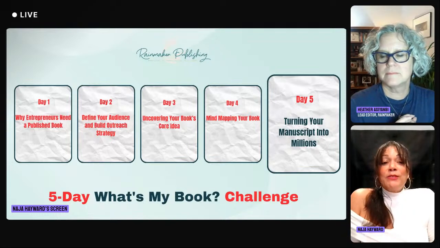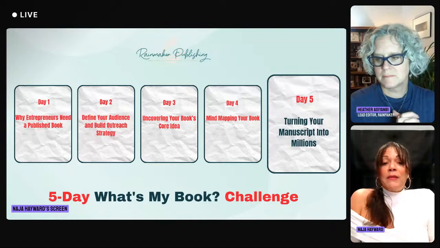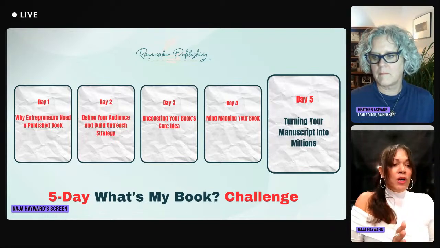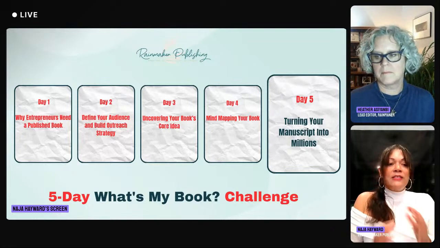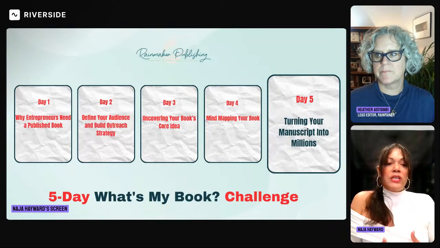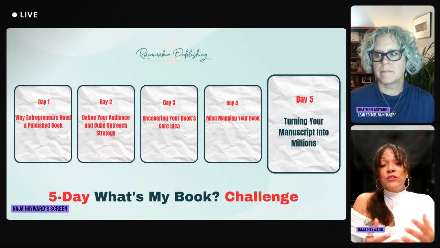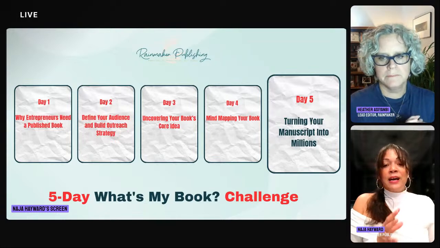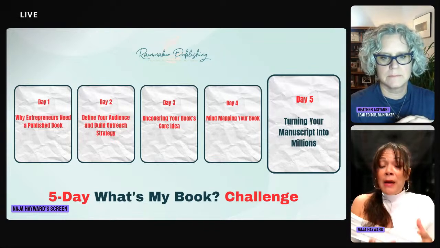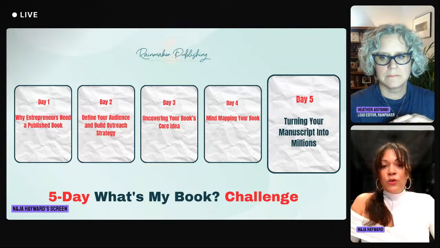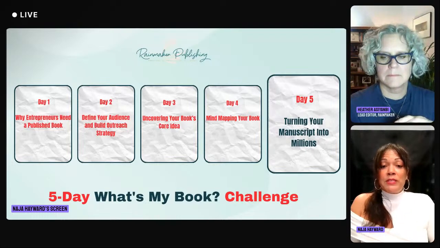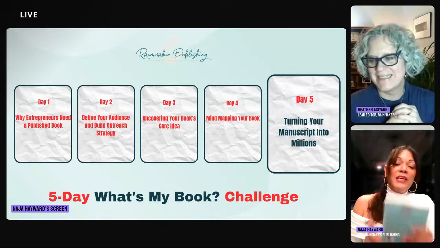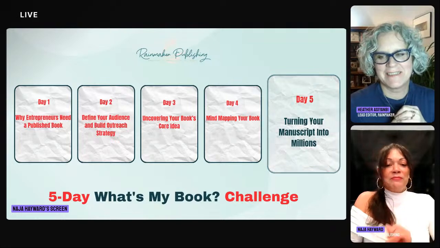We're proud of you. So today we are going to be talking about taking everything that you've done from day 1, talking about why entrepreneurs need a published book, to day 2, defining your audience and building your outreach strategy. Day 3, uncovering your book's core idea, which truly is the day that we identify what your book is. To day 4, turning that concept of what you want your book to be about into a mind map, the beginning of your outline, to today, which is once you've come to that point where you are ready to really start talking about your book, we're going to talk to you about turning your manuscript into millions. That's the title of my book, and that is what we're talking about today. So let's jump in.